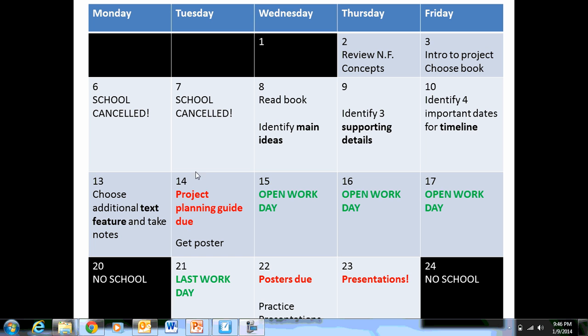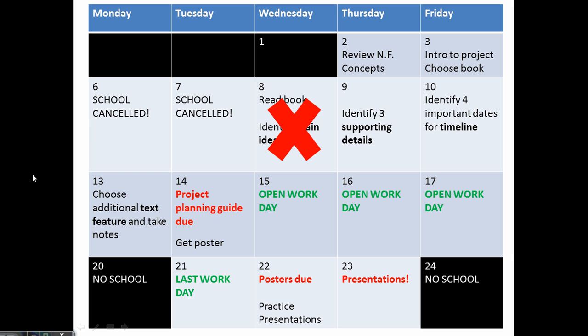You've been working really hard on identifying the main ideas in your biography, identifying supporting details that tell more about that main idea or those main ideas. You've also listed important events and dates in your important person's life. And now you're ready for the last part of your project planning guide.